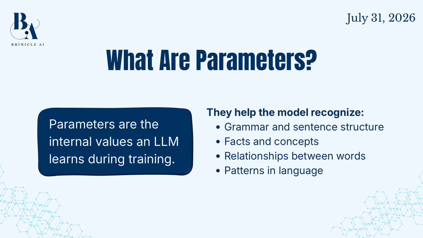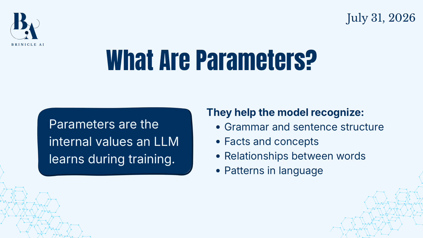Earlier, we learned that an LLM improves by making predictions and correcting its mistakes. But what exactly changes each time it learns? The answer is its parameters. Think of parameters as the model's internal settings or learned knowledge. They are numerical values that are adjusted during training. Each adjustment helps the model become better at recognizing patterns in language. For example, after seeing millions of sentences, the model learns that words like doctor and hospital often appear together.